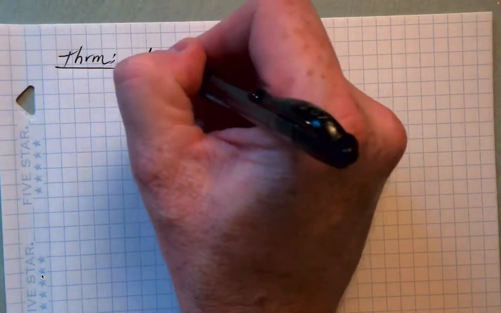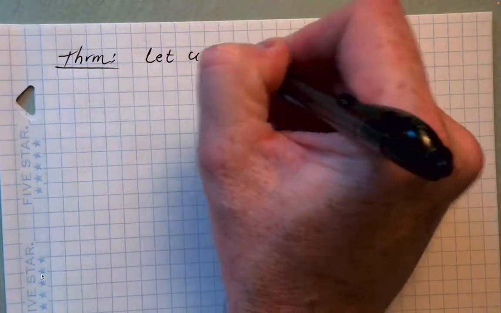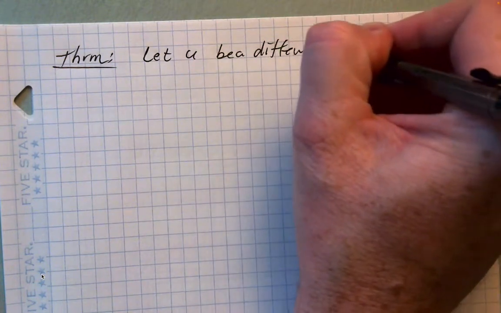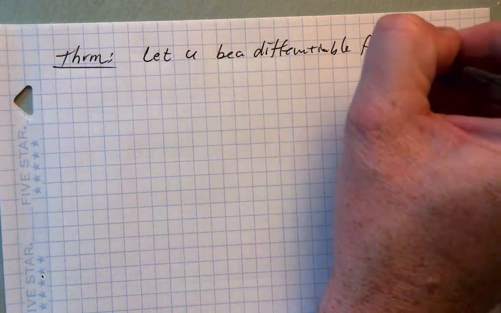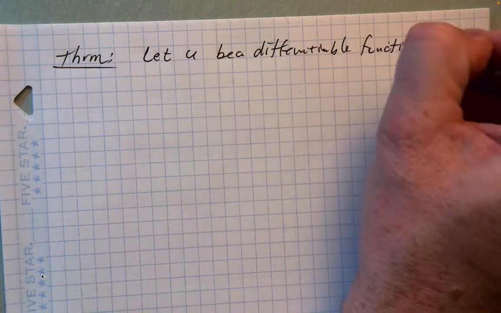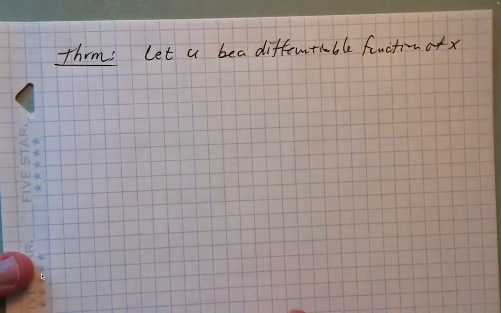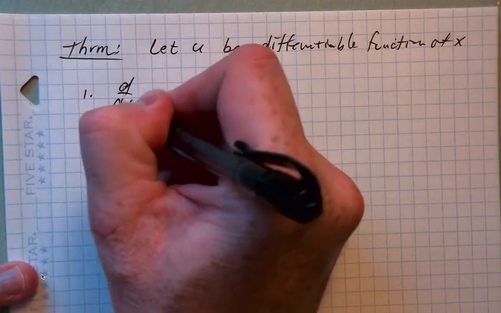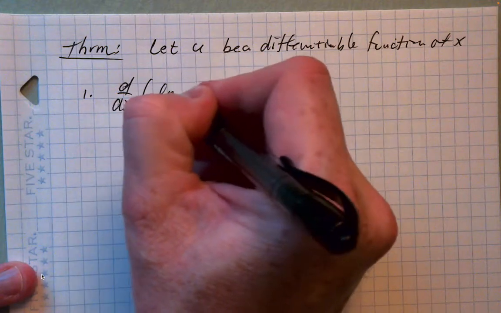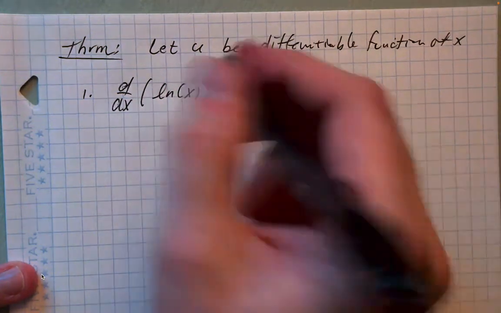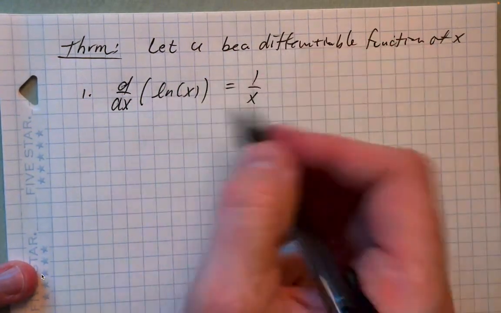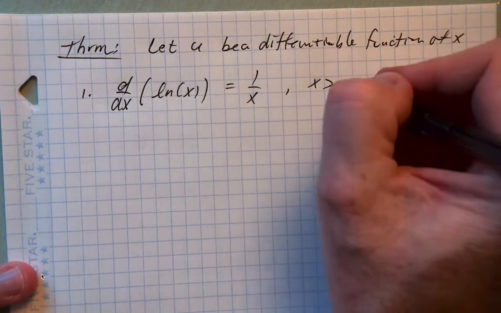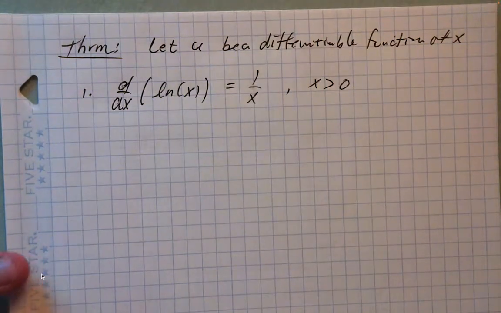So let's go ahead and assume that u is a differentiable function of x. Okay, so we'll start with that. And the first part, we don't need that, but so the derivative of the natural log of x is equal to 1 over x. So that one doesn't involve u, and this is of course where x is greater than 0.